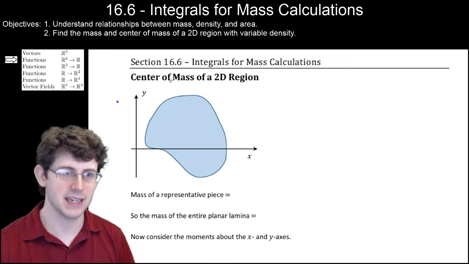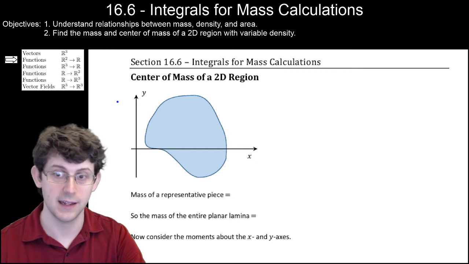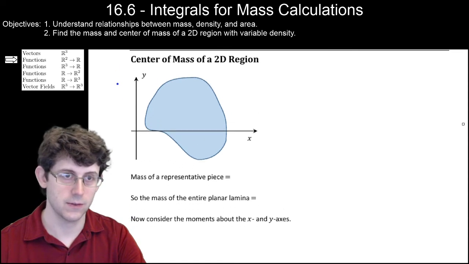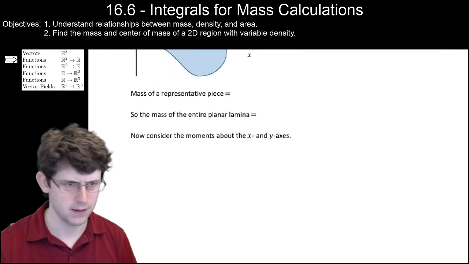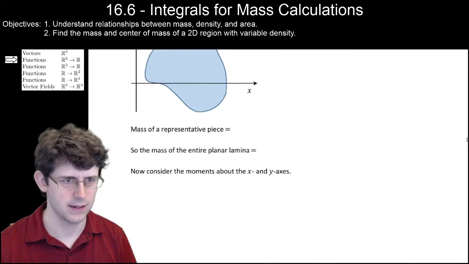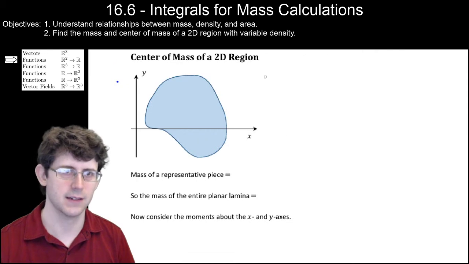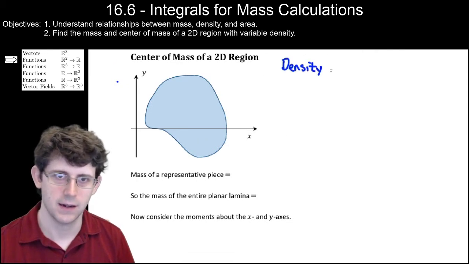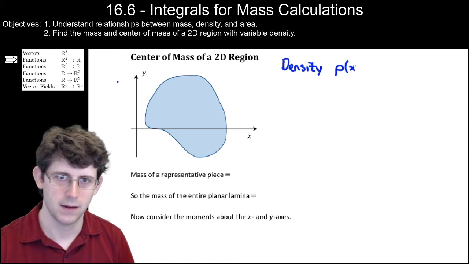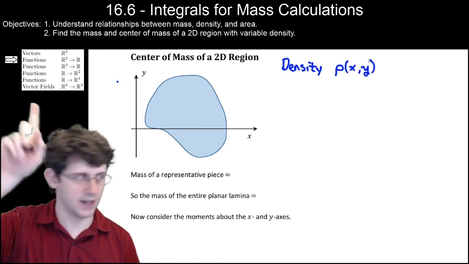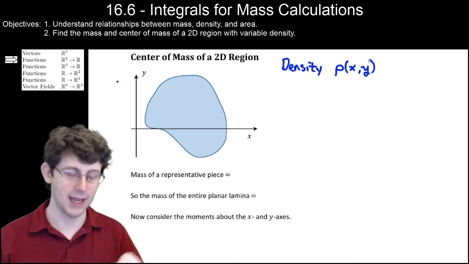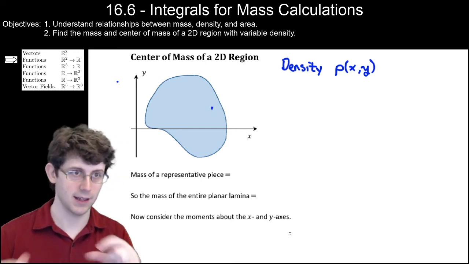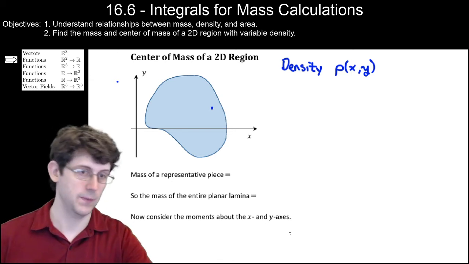So say we want to find the center of mass of a 2D region instead. Again, we're going to say that it has a density function, right? Okay, let's assume that it has a density function. Which is this kind of object where you input a point, x y, like this point, and at that point, the object has a certain density.